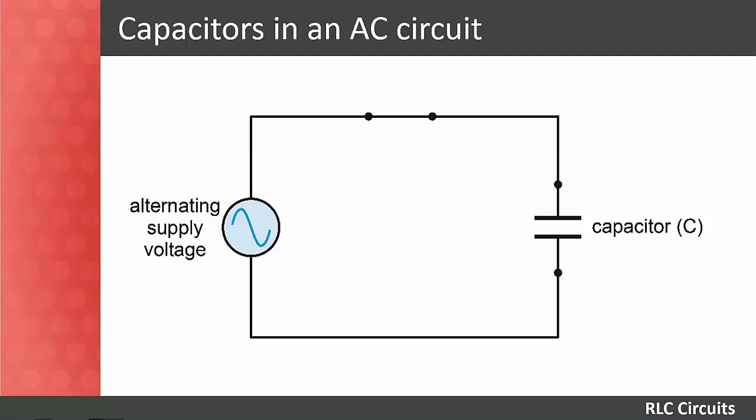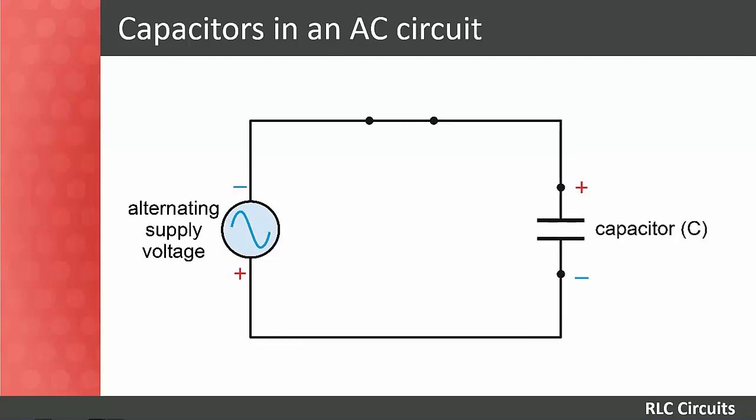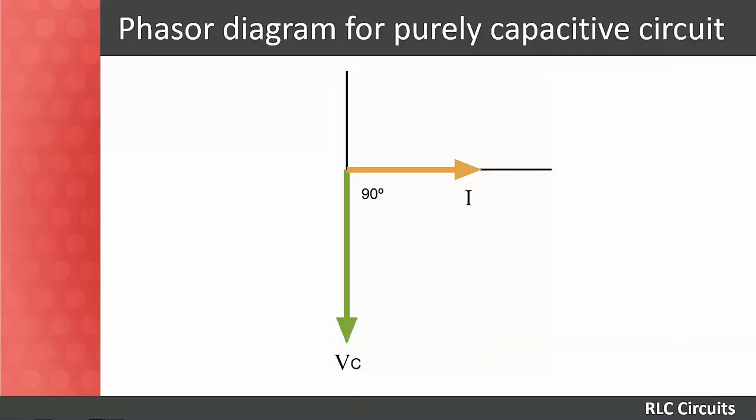When an alternating voltage is applied to the plates of a capacitor, the capacitor is charged firstly in one direction and then in the opposite direction. The polarity changes at the same rate as the AC supply voltage and frequency. In a purely capacitive circuit, the voltage lags the current by 90 degrees, or we can also say that the current leads the voltage by 90 degrees. This effect can be represented by this phasor diagram.